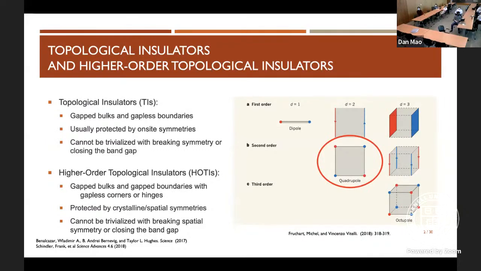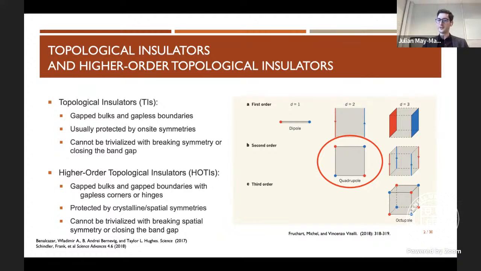All right, and just for future reference, I'm going to be focusing in this talk almost entirely on this 2-dimensional 2nd order insulator that has gapless corner modes.